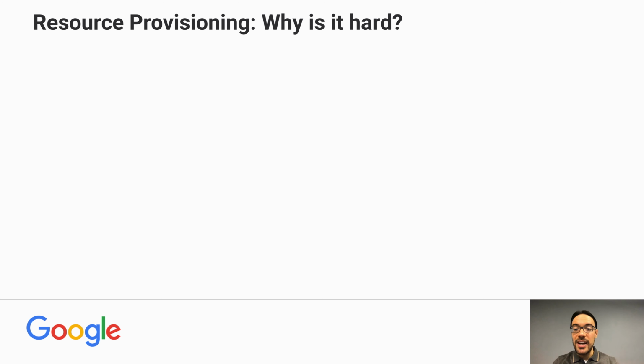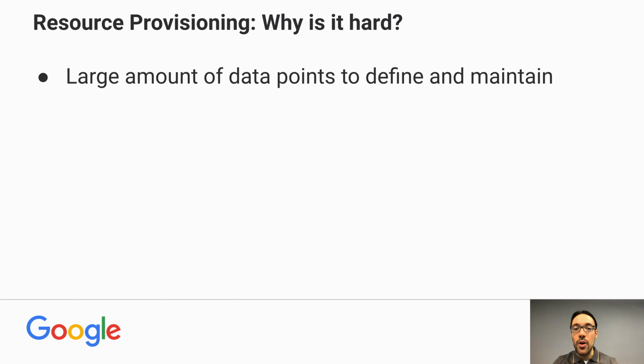Why is resource provisioning hard? Well, large services are complex, and many of their complexities show up when provisioning for resources. Services often use several resources, often in different regions and with several different priorities. The amount of data points associated with resource provisioning for a service can be large.